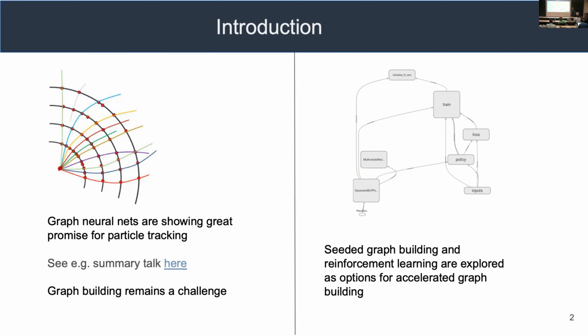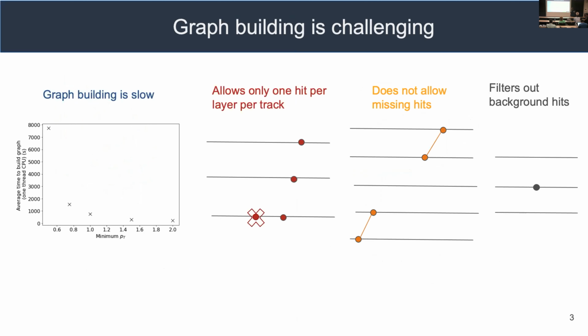So I've been looking specifically at ways of accelerating graph building, and I've been doing that by taking a kind of reinforcement learning approach. To go into a little bit more depth of why graph building is slow, you create a lot of edges. It can take a lot of time, especially at low pT cuts. You can see a quick timing test there, and that's for the baseline Exa.TrkX track.